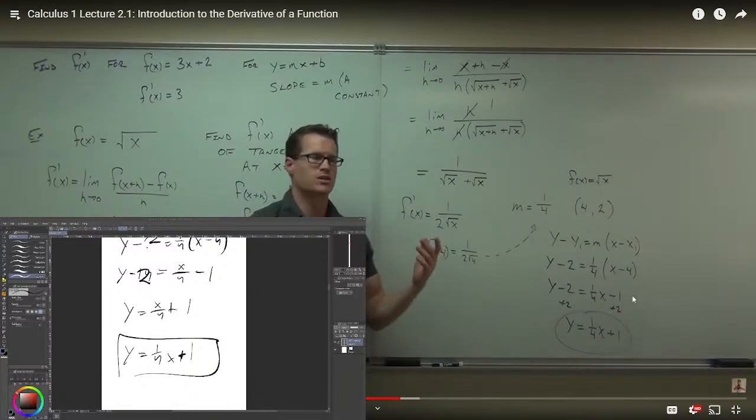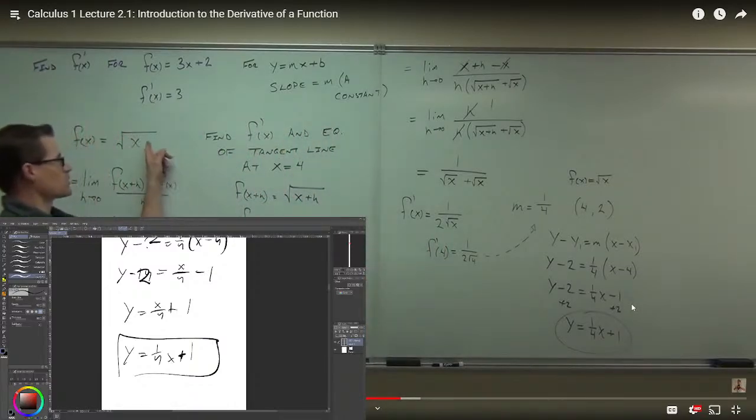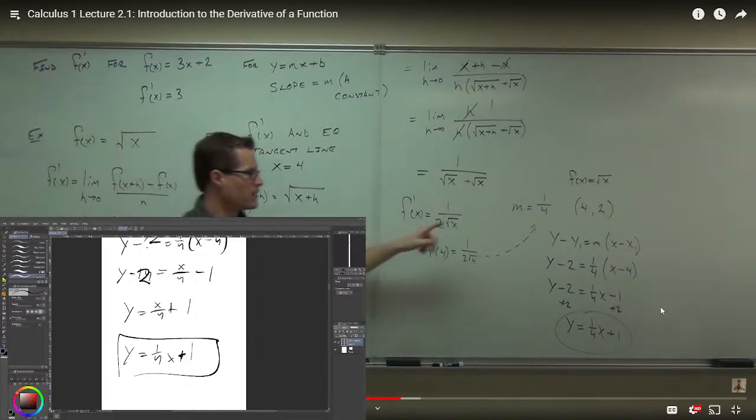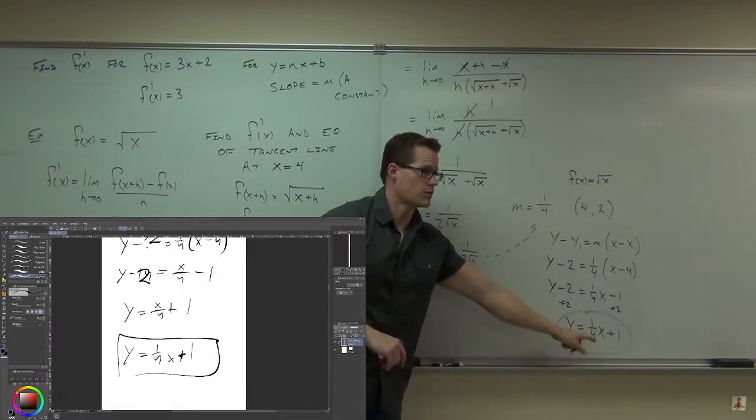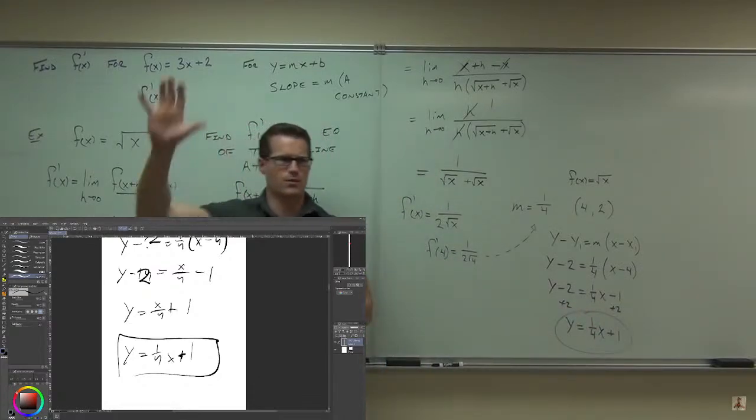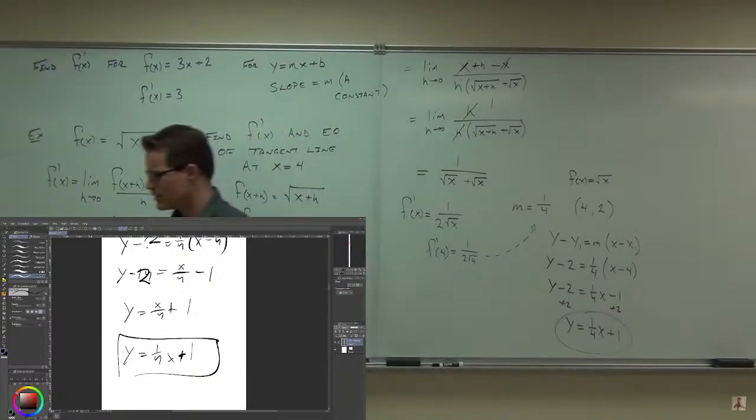So could you tell me what's the slope of this curve at the point 4? It's 1/4. What's the equation for the tangent line? It's right there. Slope of 1/4. How many people feel all right with that one? Good, all right.